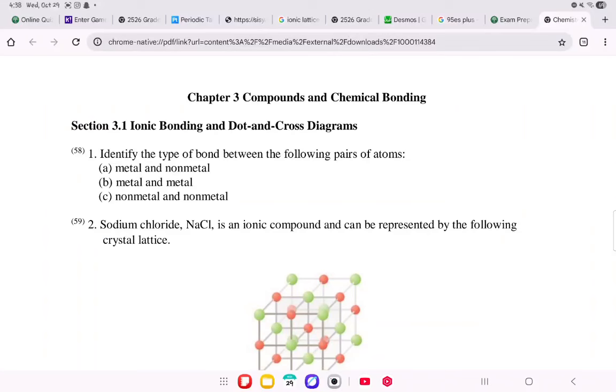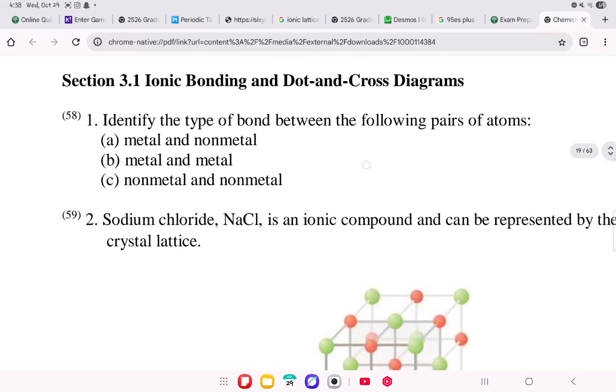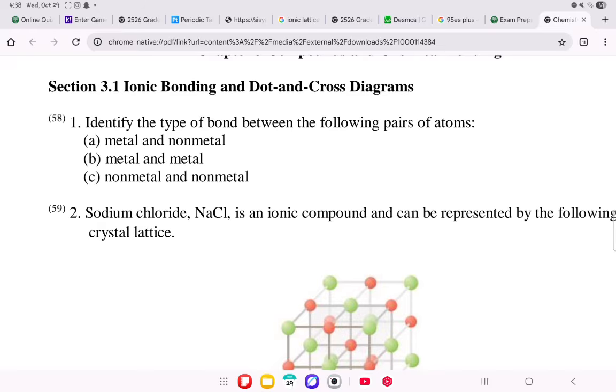So today I'll be explaining the chemistry chapter 3 course revision questions. I'm going to be explaining them all, from question 1 until 32 if I'm not mistaken. Let us start with section 3.1, which is about ionic bonding and dot and cross diagrams.